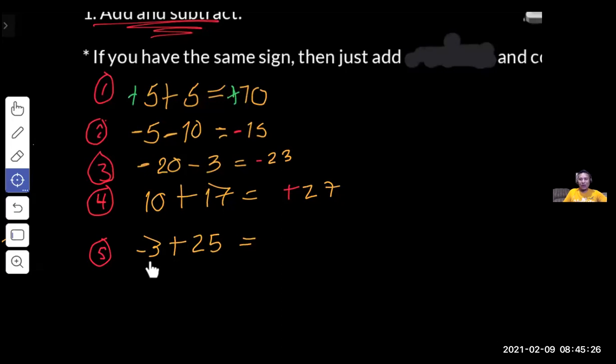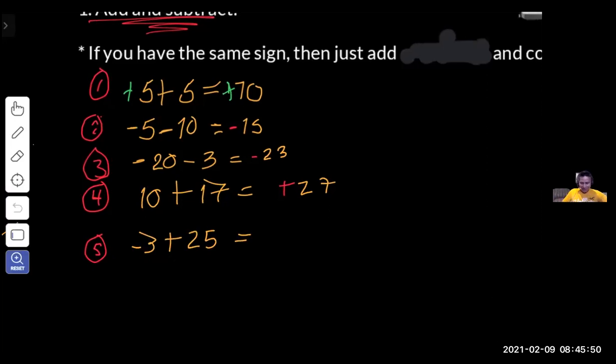Okay, here is the kicker. Now we have -3 plus 25. I need you to solve this one. What is the answer? Do we have the same sign? We have different signs. So what is the answer? 22. We subtract and we take the sign of the greatest number. Excellent, you know the answer.